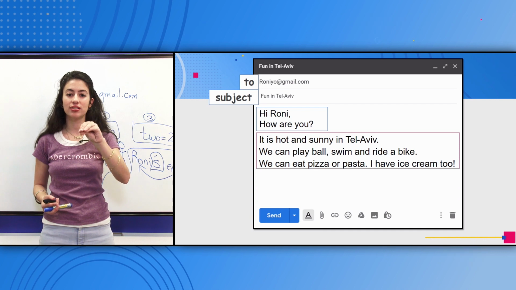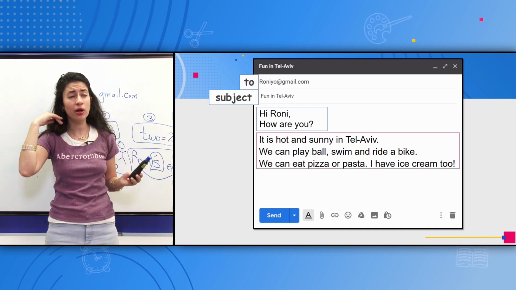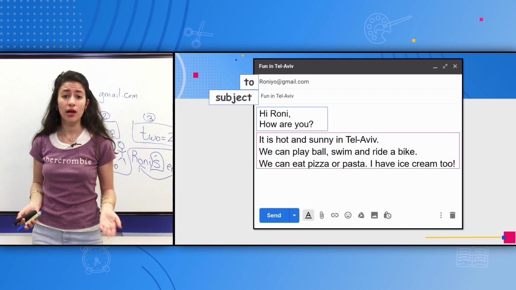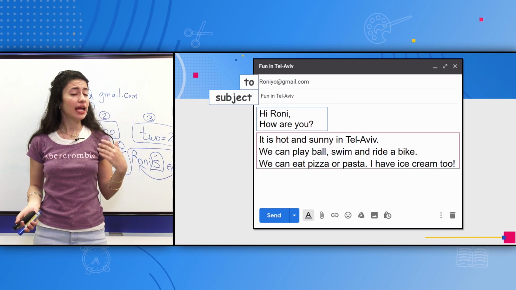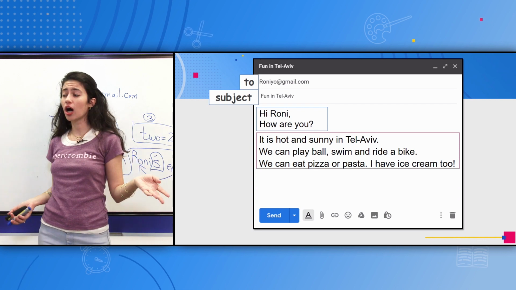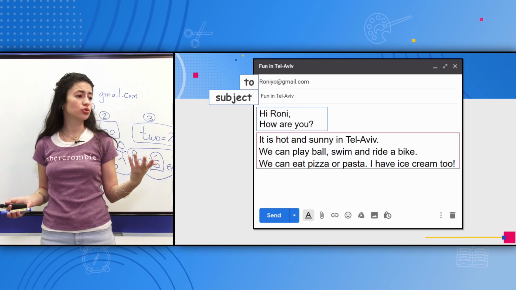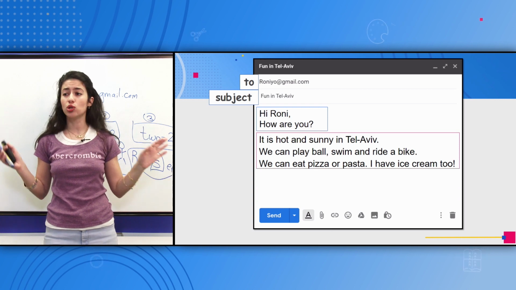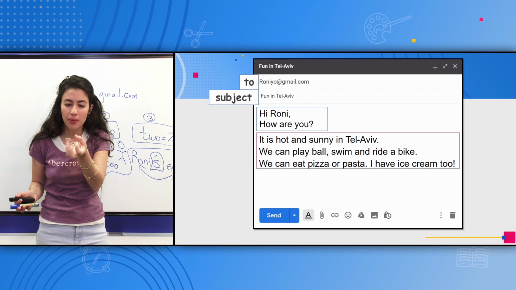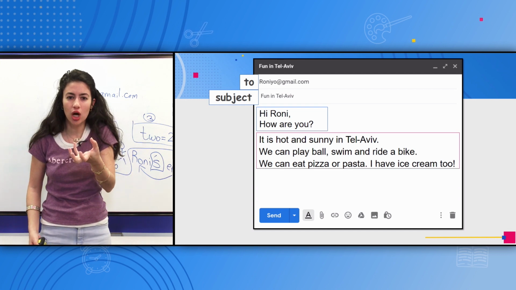Now I start writing. It's like I'm talking, okay? If I say, hi Amber, how are you? It is very nice here in Tel Aviv. It is hot. I like it. We go to the seaside. We go shopping. We go to the mall. That's the body of the email. It means like our body. It's what I want to talk about.